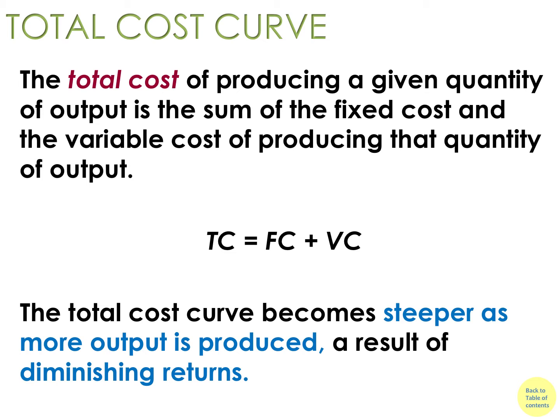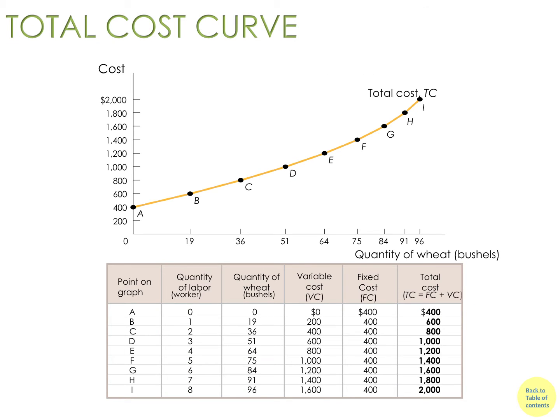And there's something that needs to be noted as we're starting to look for patterns of cost. The total cost curve becomes steeper as we produce more output, which is a result of diminishing marginal product or diminishing returns. Let's talk about that. So take a minute to familiarize yourself with this data. Basically, we have inputs, we have outputs, and we've graphed it.